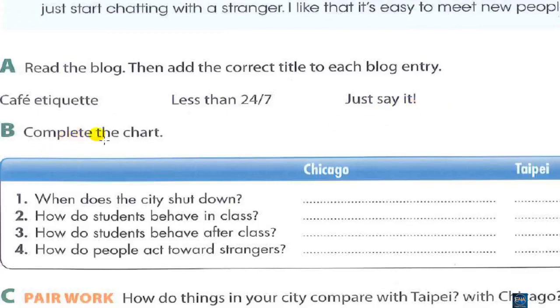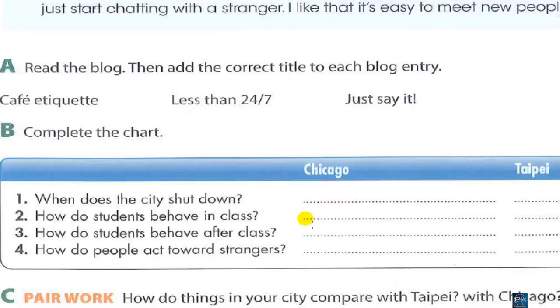Here, complete the chart. In this exercise we have different questions and we'll try to complete the chart. One, when does the city shut down? In Chicago, in the evening. Taipei doesn't shut down. So number one here, in the evening, Taipei doesn't shut down.